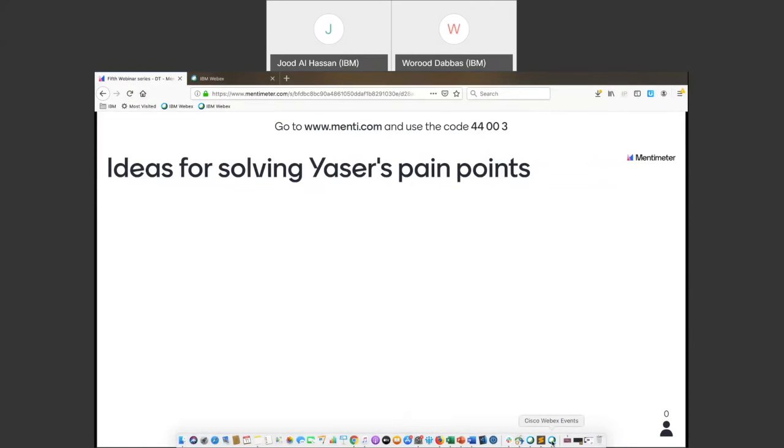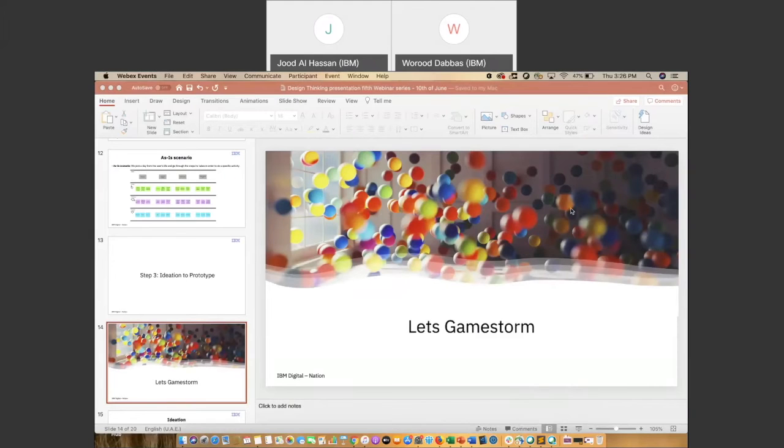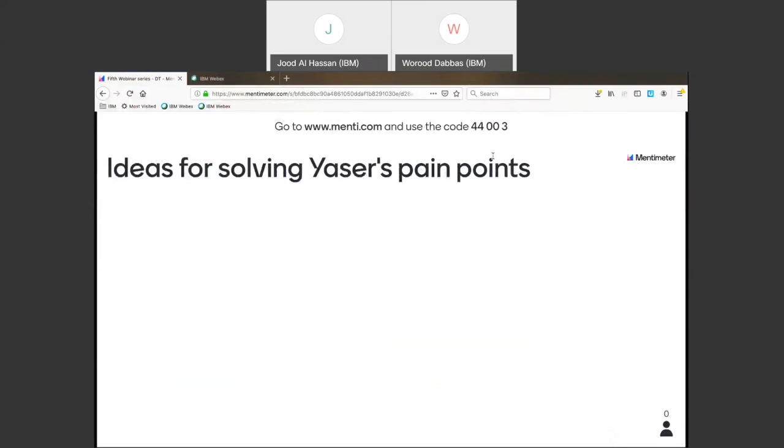Guys, can you see my screen? Oh my God. One second. Okay. Guys, go to www.menti.com and write the code which is showing here: 44003.